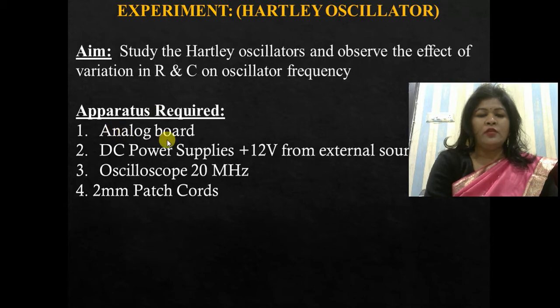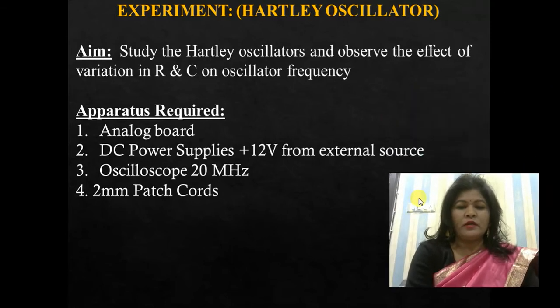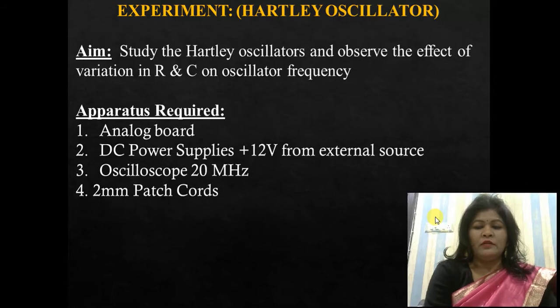First one is analog board. The second one is DC power supply, that is plus 12 volt. Third one is oscilloscope, and the last one is 2 mm patch cords. So these apparatus are basically required in the experiment of Hartley oscillator.